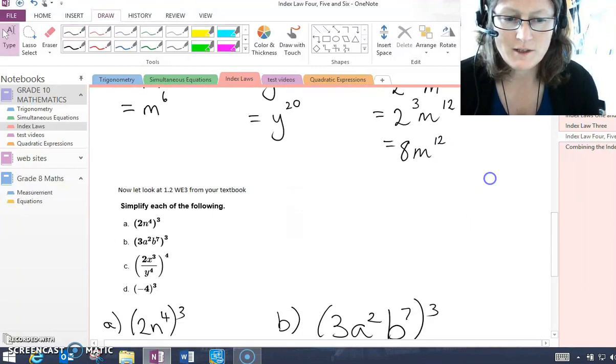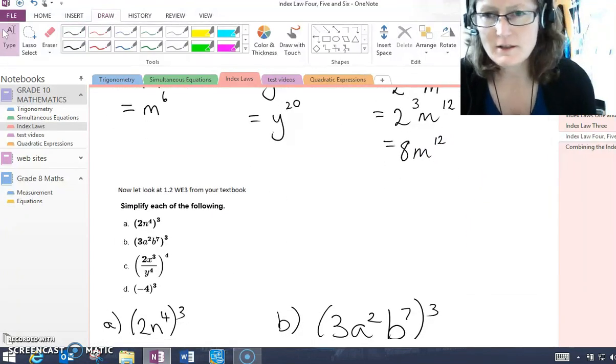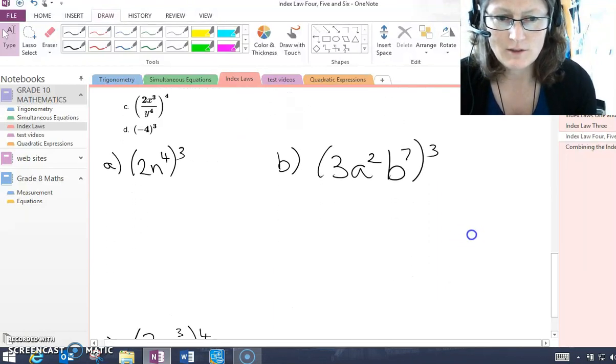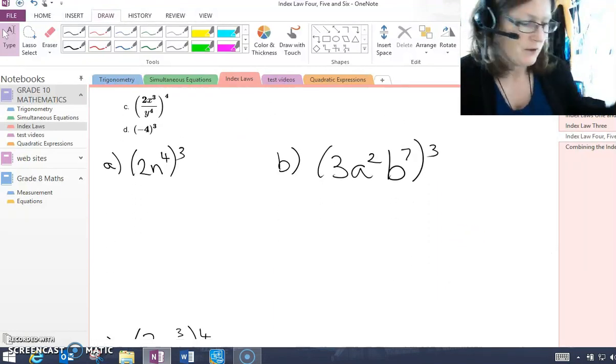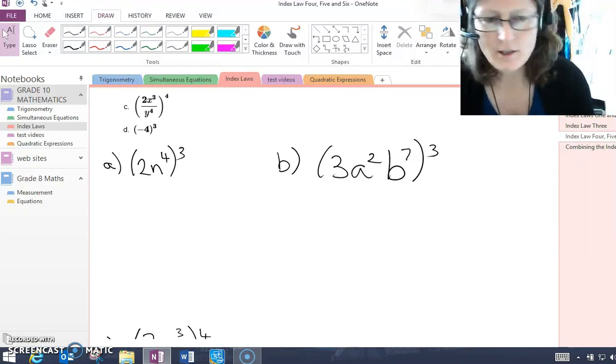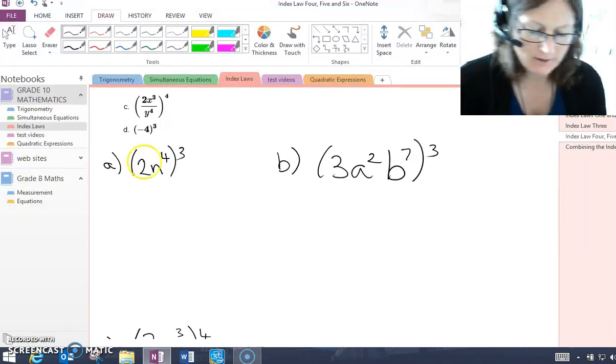Now we'll focus on the examples from the textbook. So this is exercise 1.2, worked example 3, A, B, C and D. I've listed those here. So it is 2 to the n to the power of 4, all raised to the power of 3. So again, let's put a 1 there.